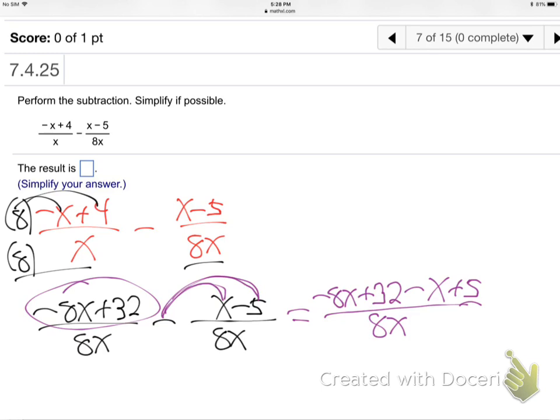Then combine like terms. What do we have? Minus 8x and minus 1 more x is minus 9x. 32 and 5, 37. There we go. Nothing can cancel there.